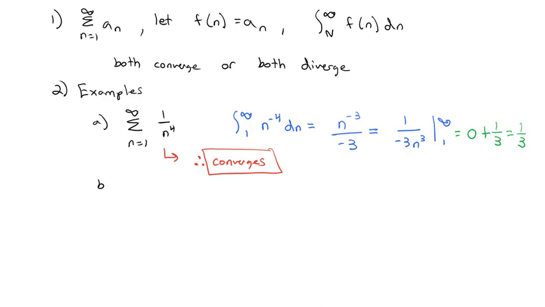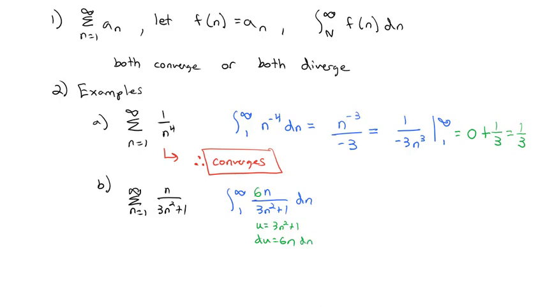Let's take a look at one more of these examples. Let's take the sum as n goes from 1 to infinity of n over 3n squared plus 1. Again, the divergence test says that this is going to 0, so it's inconclusive. So let's try the integral test. Let's take the integral from 1, because that's the lower limit, to infinity of n over 3n squared plus 1 dn. Well, we're set up for a u substitution, where u is 3n squared plus 1, du is 6n dn, so we'll multiply by 6, and we will multiply by 1 sixth. And so that's going to give us 1 sixth times the integral.